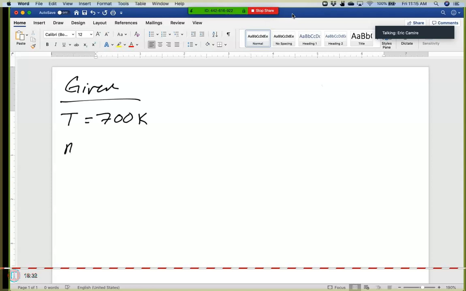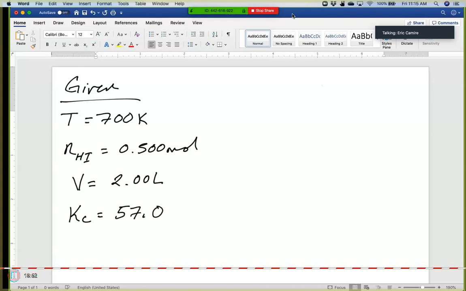We were given the number of moles of HI gas, and we said we had a half a mole. That half a mole of gas was charged into a 2-liter container. And then some information we were given is that the equilibrium constant, the numerical value, is 57.0. And like we said, not having units is exactly what we want for K.